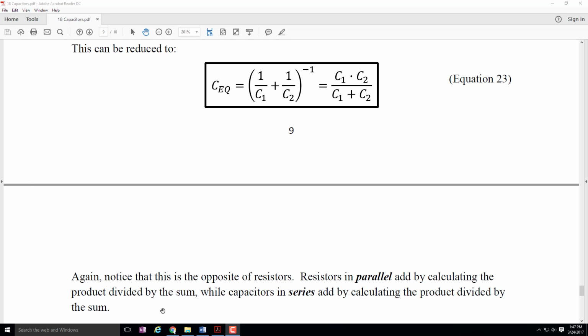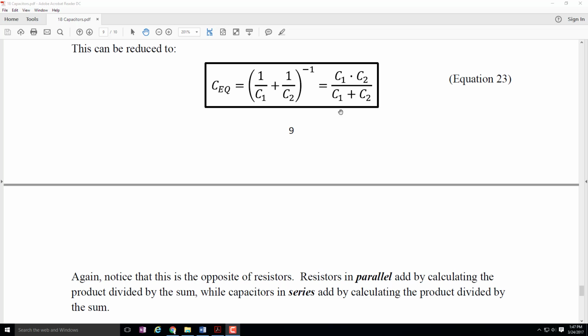So it's just a good rule of thumb. Once you remember how resistors add, just remember that capacitors are going to be the opposite. If capacitors are in parallel, then they're going to add by just summing the capacitances, and it can be more than two. It could be 3, 4, 5, however many.